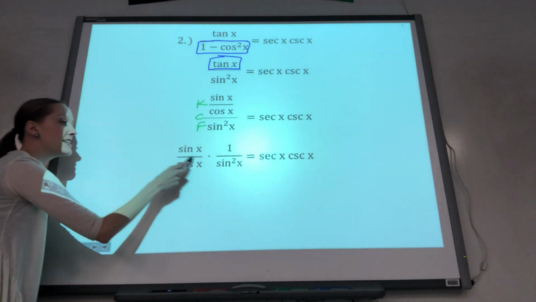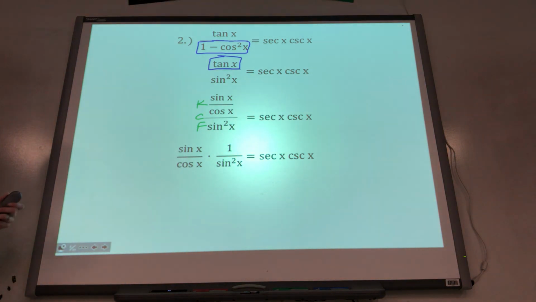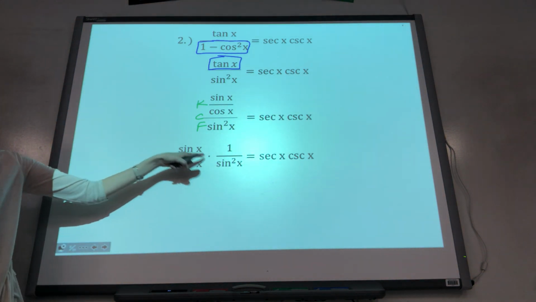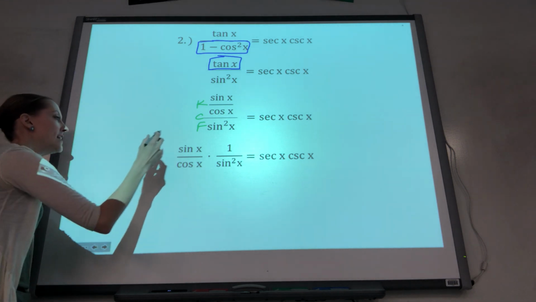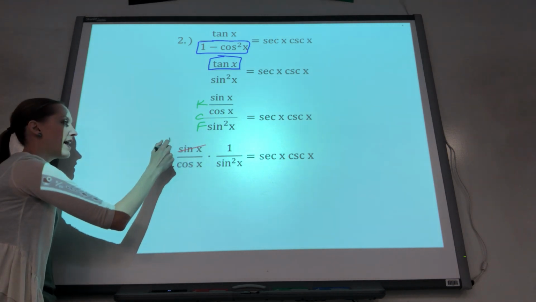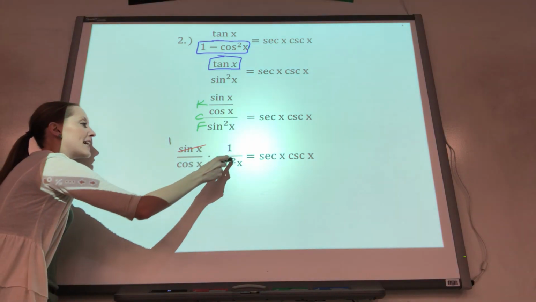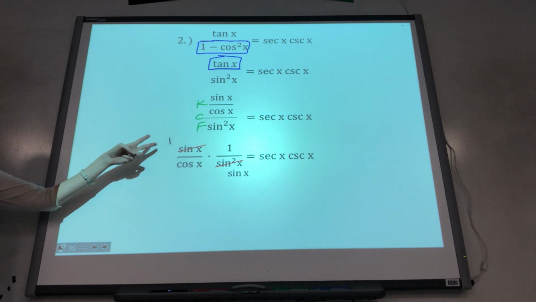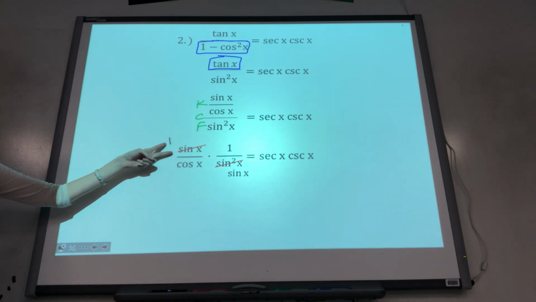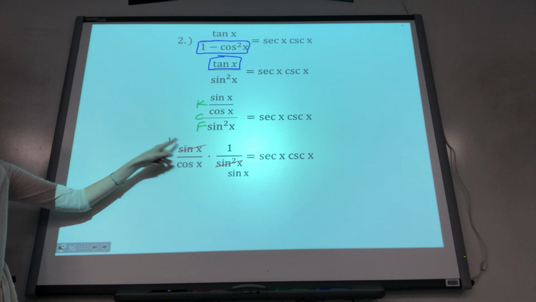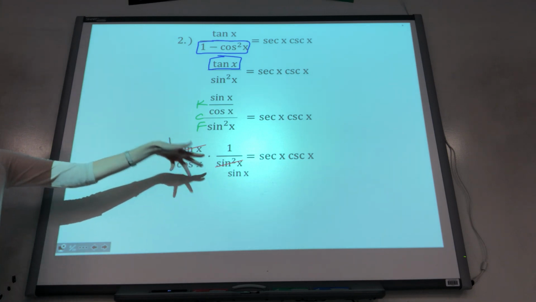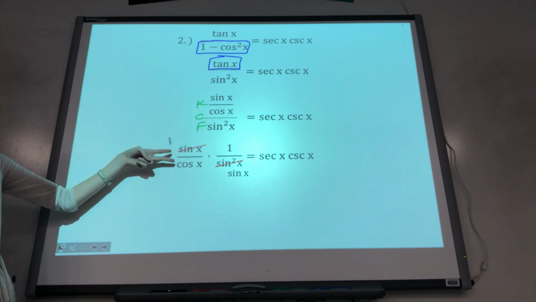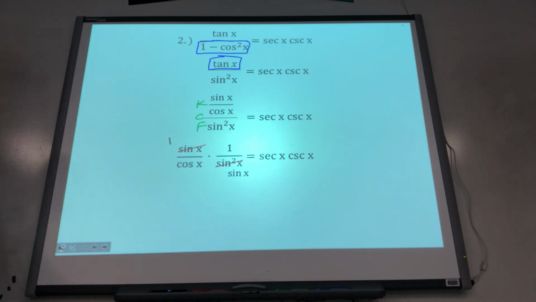Now, I do see something nice that happens. You can divide this diagonal by sine of x. Sine of x divided by sine of x is just 1. Sine squared of x divided by sine of x is still sine of x. Now, if you show what I have up here, where you've got the 1 here and the sine of x down there, I can probably tell from this step what's going to happen.